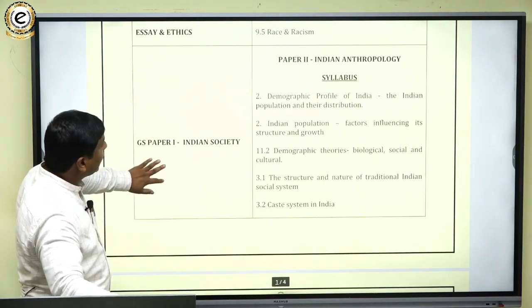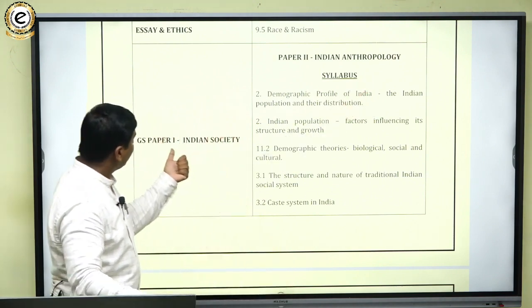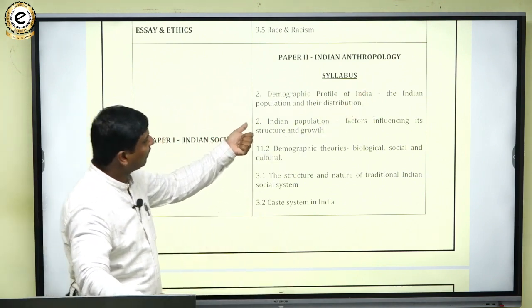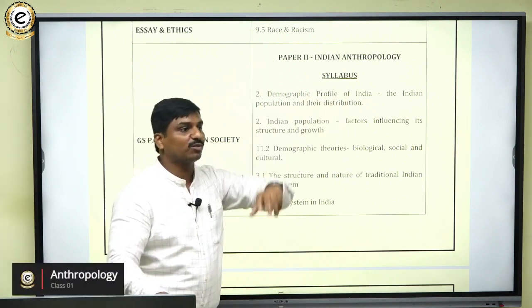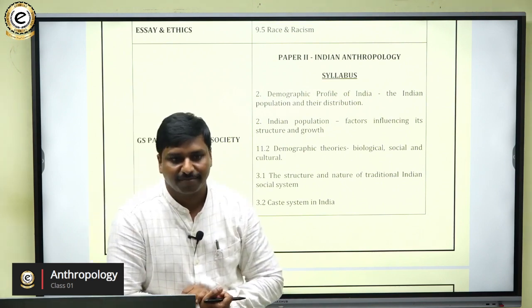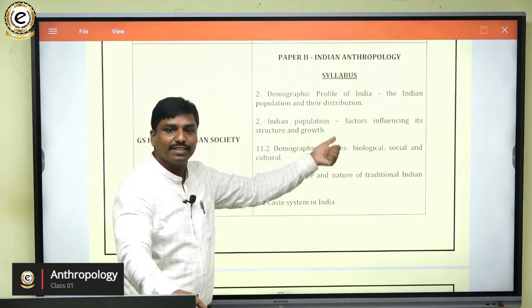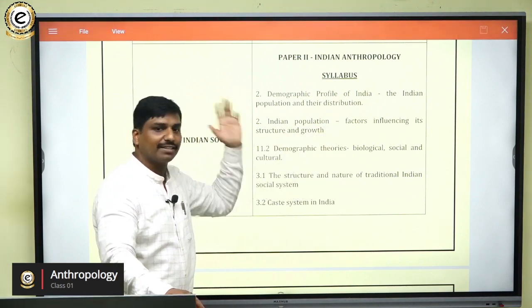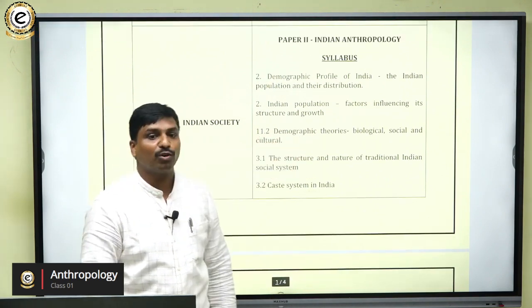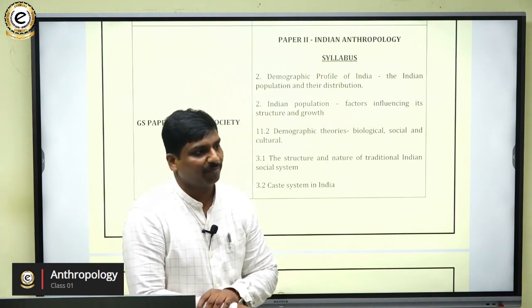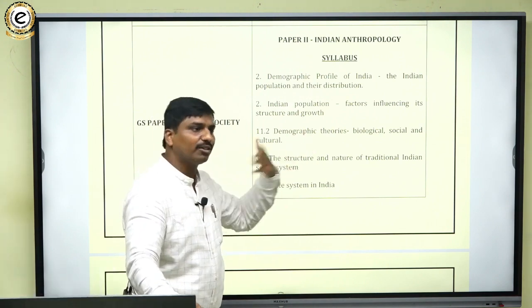Then in paper two, where we talk about Indian anthropology, the same applies to Indian society, where we have topics like the demographic profile of India, right? We have population and associated issues in the GS society section, and then Indian population, factors influencing its structure and growth. This is one topic in anthropology. The same would be there in GS society. We'll also study demographic theories in human geography, so here also you will get those theories, the Malthusian theories.